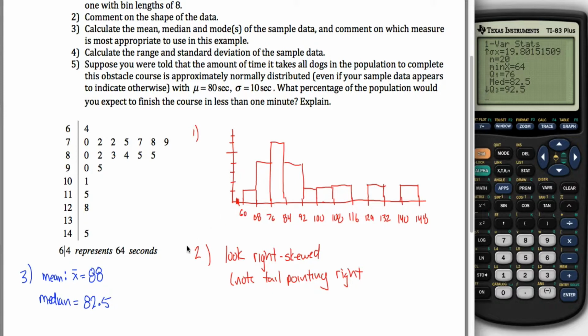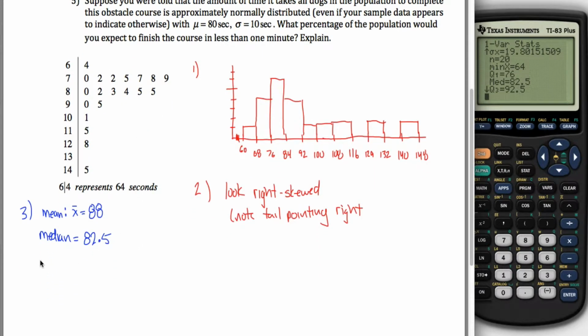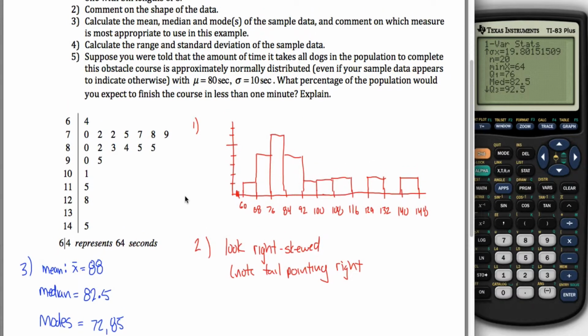The mode is just which observation shows up the most. Well, 72 showed up twice, but 85 shows up twice also. So what do? Do you average those or something? Nope, you don't. You report them both. The modes are 72 and 85. We say it's bimodal, and those are the two modes. Whatever, mode's not that important.